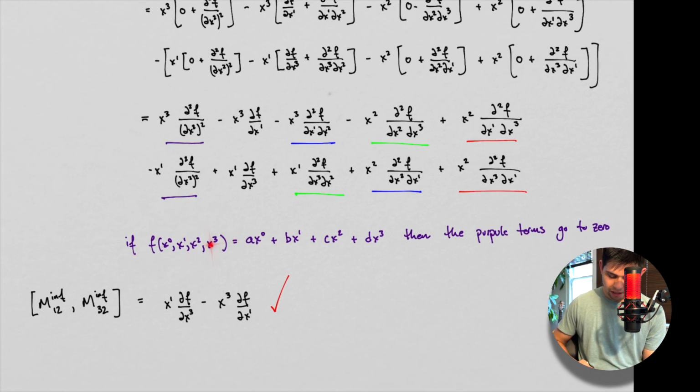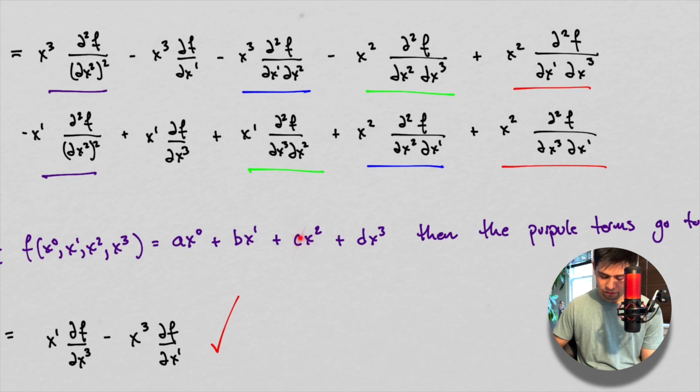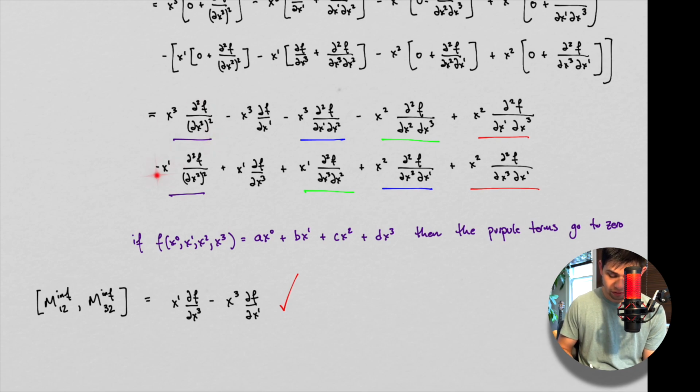If f is a function of all four of these variables, x0, x1, x2, x3, and it's linear in all those variables, right? So we just have constants in front of them. This is what a 4 vector looks like. And so we have our purple terms, these guys right here that I underlined in purple, these guys are going to go to 0, right? Because for any double derivative, when we're looking at x2, say, the first derivative is going to be c. This next derivative is going to be 0. Right, so these guys are going to go to 0.